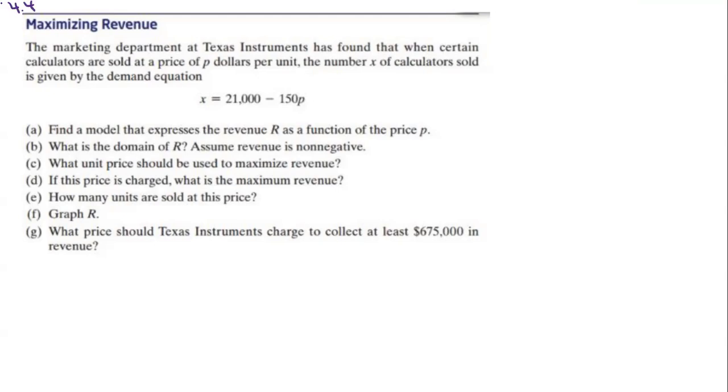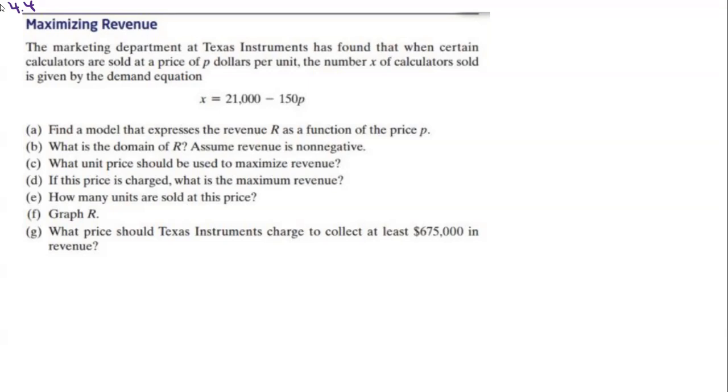In this problem, what it wants us to do is maximize the revenue. If you think about any company, your goal is always how do we increase our profits, how do we make more money. In this case, it says the marketing department at Texas Instruments has found that when certain calculators are sold at a price of P dollars per unit, the number of X calculators sold is given by the demand equation. A, find a model that expresses the revenue R as a function of the price of P.